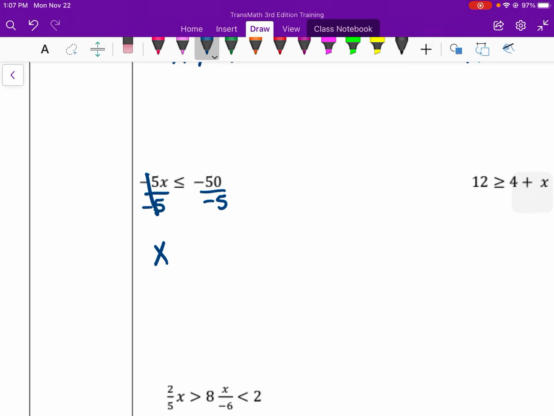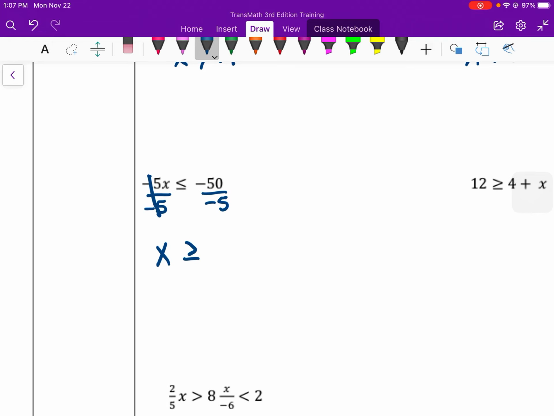Then remember our rules of inequalities. If we multiply or divide by a negative number, we need to flip our sign. So instead of less than, it becomes greater than. Then a negative divided by a negative is positive. So 50 divided by 5 is 10. And that would be our answer here.